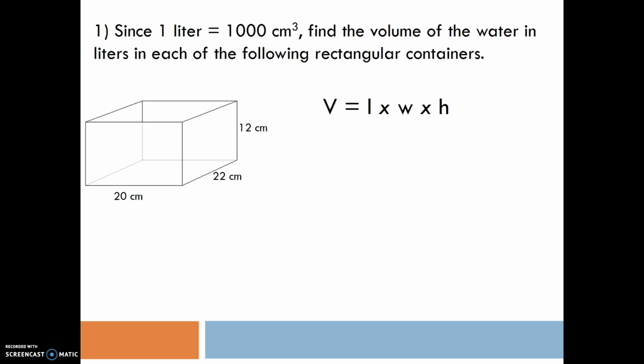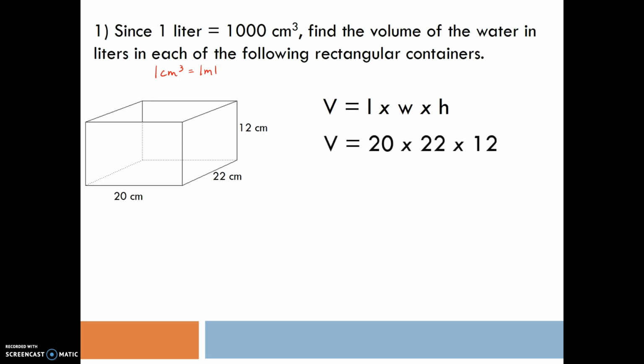Since 1 liter equals 1,000 centimeters cubed, it says find the volume of water in liters in each of the following rectangular containers. It's important for you to know that 1 centimeter cubed also equals 1 milliliter. And that's why 1,000 centimeters cubed equals 1 liter, because 1,000 milliliters equals 1 liter. So keep that in your mind. When we're finding volume of a liquid, we'll often express that in liters, or we might be given a volume in liters, but then we'll have to convert it back to centimeters cubed so that we can find length dimensions. For this one though, all we're going to do is find the volume.